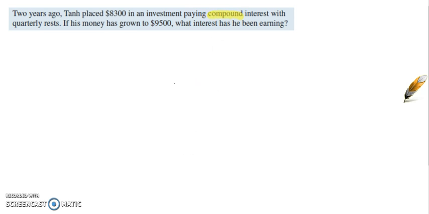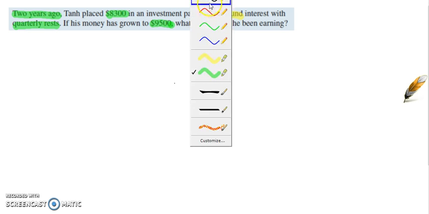Okay. We read through the question again, looking for the important information. So 2 years ago, that could be important. Tan placed $8,300 in an investment paying compound interest with quarterly rests. If his money has grown to $9,500, what interest has he been earning? So when we look at this, the first thing that should stand out to you really quickly is there is no interest rate told anywhere. So this question is going to be about finding the interest rate.